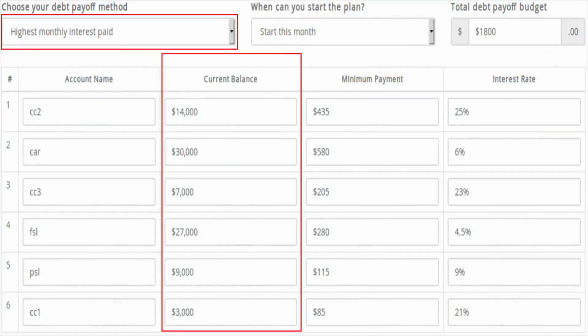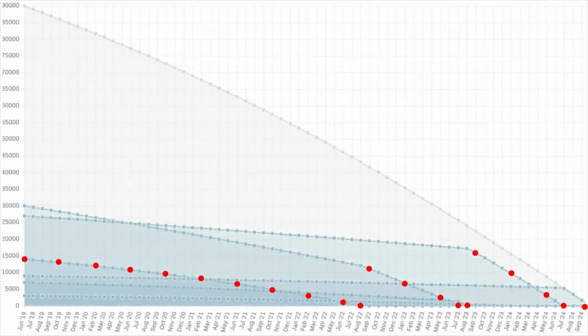The car loan here is number 2 because it's got the highest balance, and the $14,000 credit card loan here is number 1 because it has the highest interest rate. But those are two loans that are going to take you a long time to pay off if you can't make a big extra payment.